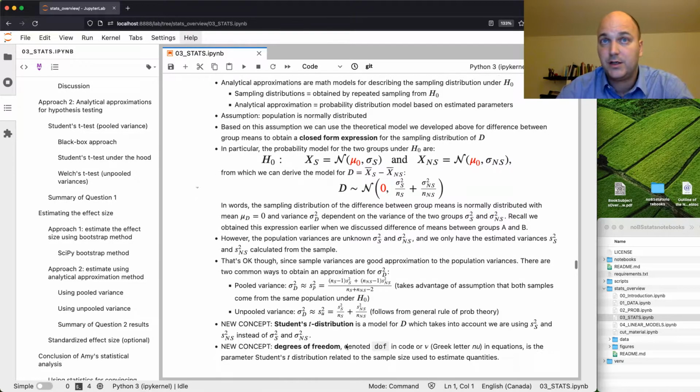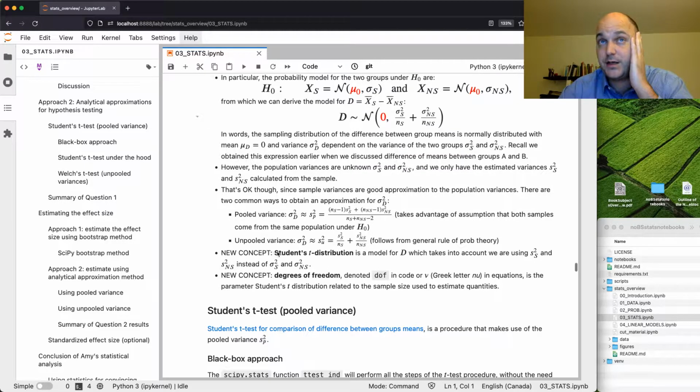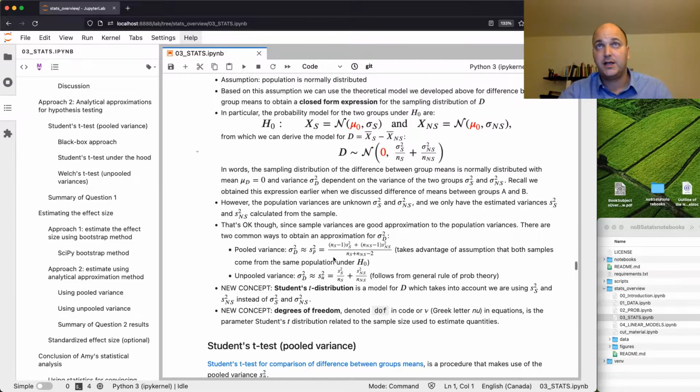Okay? So the key here is that we don't have the population variances. We're using only this approximation based on the sample. And that's where the student's t-distribution comes in. The whole procedure is going to be called the student's t-test, because we're using the student t-distribution. It's a little complicated to explain, and we're going to do that in the book in more detail, but the only thing you need to know is that these normal distributions are the correct model. But when we do estimation, we're not plugging in the real values, right? We're replacing the population variance with these estimates.